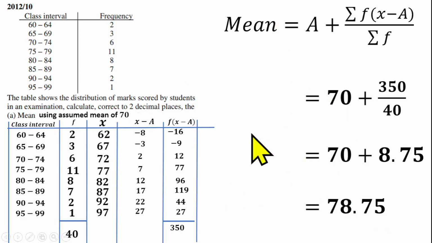You can see that we got the same answer when we used an assumed mean of 70, and 70 is part of this data from 60 to 99. You can choose any number from 60 to 99 to use as your assumed mean, and you are going to get the same answer, 78.75.